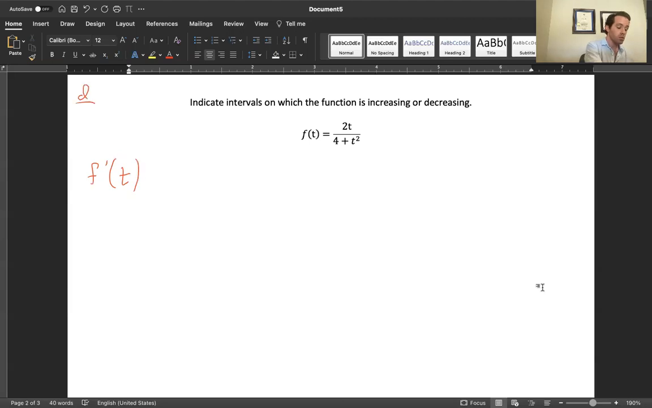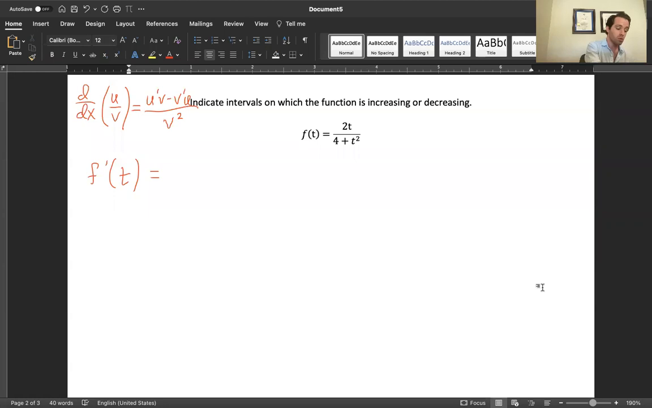Well, here, I'm going to see if you can handle using different letters. U and V, meaning top and bottom. I've got room to write it there. It's going to be u prime v minus v prime u over v squared. Derivative of the top times the bottom minus derivative of the bottom times the top, and then on the bottom you divide by v squared. So f prime of t is going to be equal to derivative of the top.